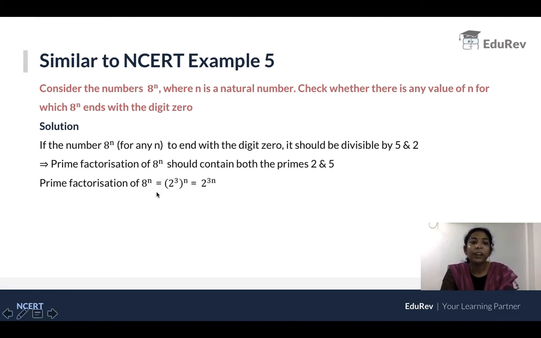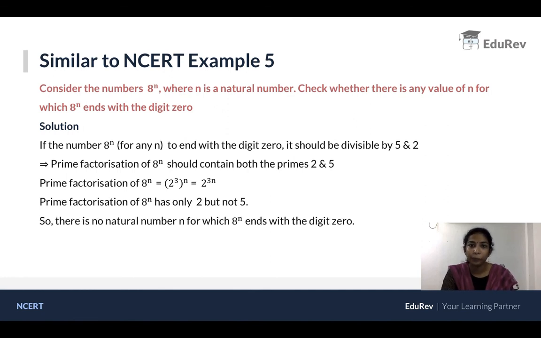Now look at the prime factorization of 8 power n. How can I write that as 2 cube whole to the power n? Because 2 cube is simply 8. And it's in the form of a power m whole power n, that is a power mn. So this value will be simply 2 to the power 3n. So what does the prime factorization of 8 power n have? Only 2, but there are no terms of 5. So I can clearly say that this number is not divisible by 10. Hence it will never have its last digit as 0. I hope it is clear. I am moving on to the next slide.